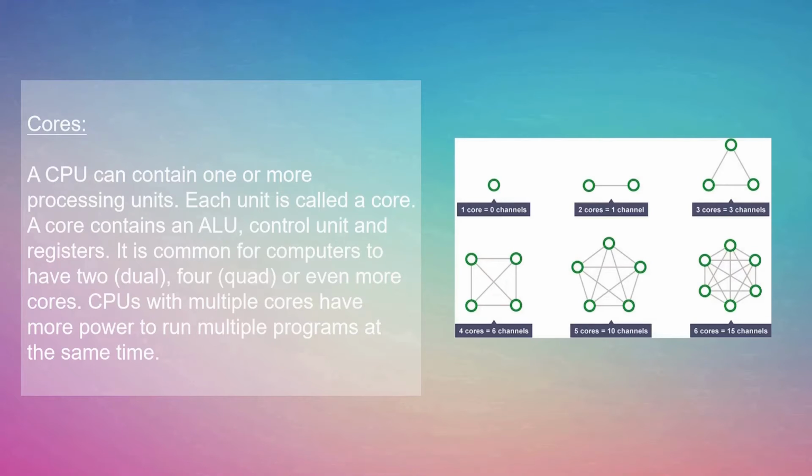What is a core? A CPU can contain one or more processing units. Each unit is called a core. A core contains an ALU, control unit, and registers. It is common for computers to have dual or quad or even more cores. CPUs with multiple cores have more power to run multiple programs at the same time.